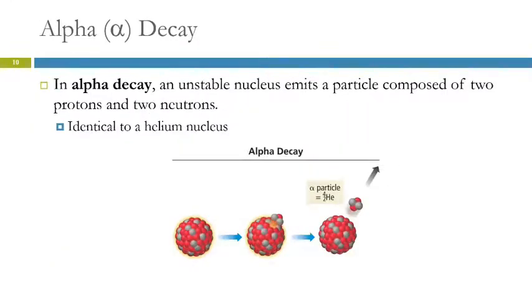So in alpha decay, a good place to start since A is the first letter, an unstable nucleus will emit an alpha particle. The alpha particle is identical to a helium nucleus. So it's got 2 protons and 2 neutrons, but there's no electrons because this is just the nucleus. So we have an unstable nucleus, and spontaneously it spits out this particle containing 2 protons and 2 neutrons. And that's what's known as alpha decay.